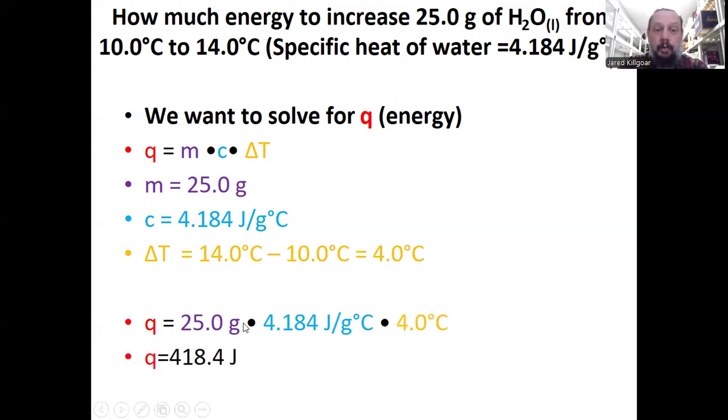Now, mind you, my units do cancel out as well. Grams here cancel out grams in the specific heat. Degrees Celsius here cancels out degrees Celsius in the specific heat. So the unit I'm left with is joules. Now, if you're canceling out units and you have a weird unit that doesn't cancel out, that might mean you used your equation wrong or put a variable in the wrong spot.